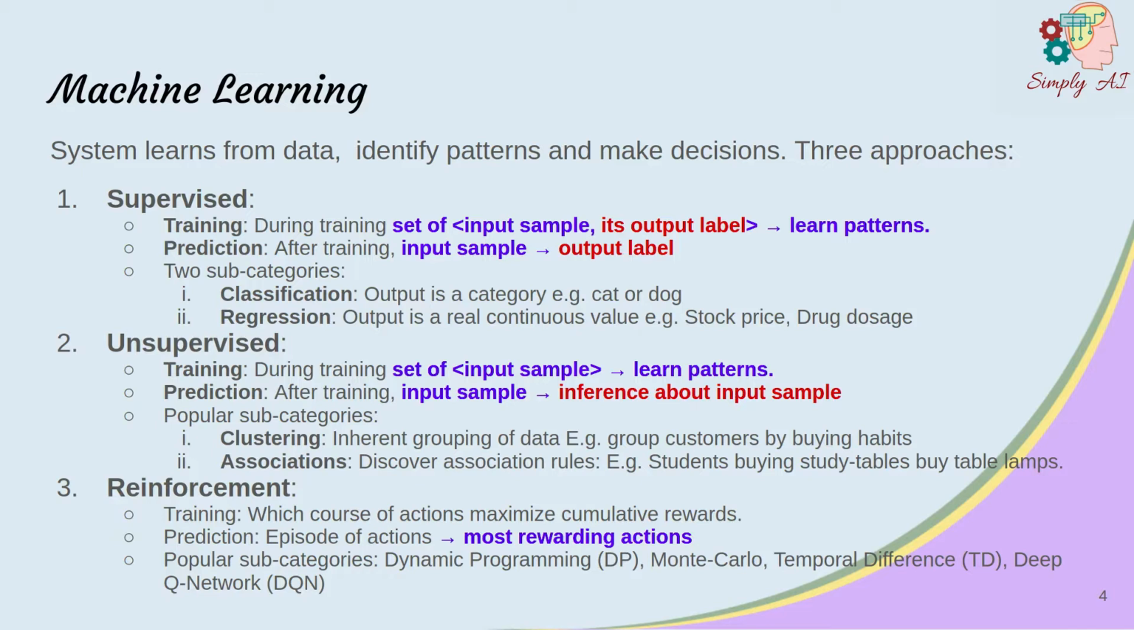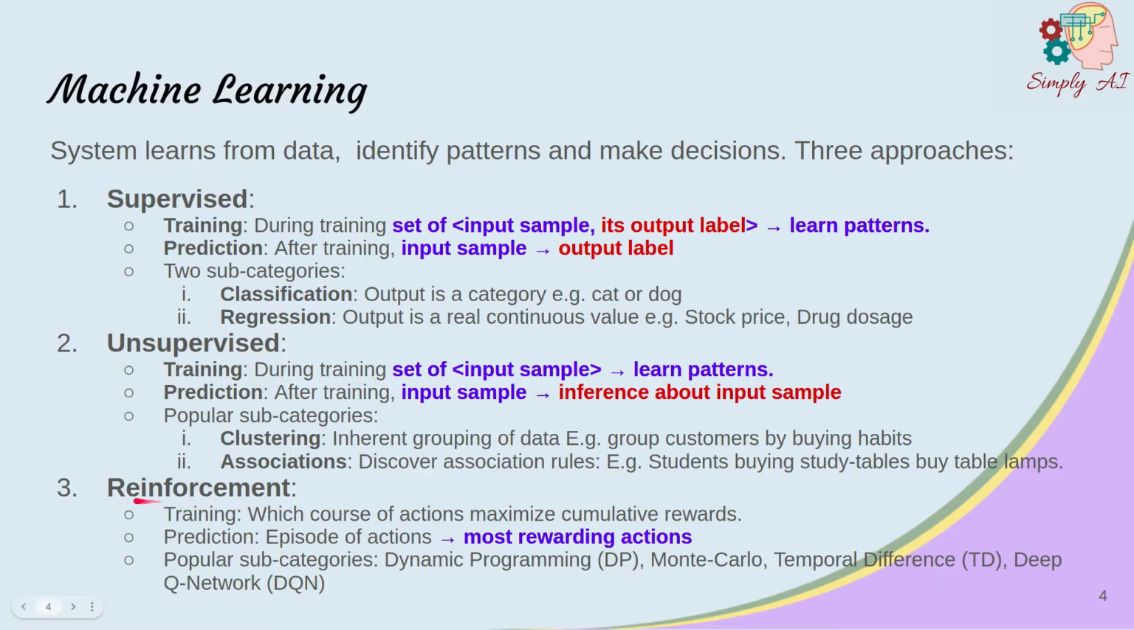For example, during training for the k-means clustering algorithm, the algorithm determines k-centroids around where the samples cluster. These centroids are the so-called patterns learned during training. During prediction, a new sample's distance from these k-centroids is analyzed to predict which cluster the new sample belongs to. Clustering algorithms find inherent groupings of data, such as grouping customers by their buying habits. Association algorithms discover association rules between items in the data. For example, students buying study supplies also buy table lamps.